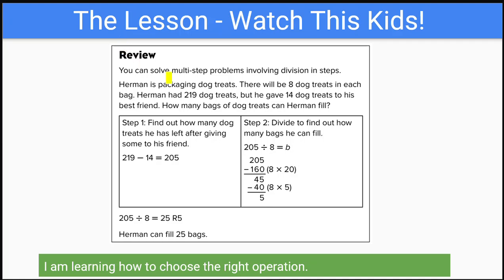It says you can solve multi-step. That means there's going to be more than one step to the problem involving division, okay? And so here's the first problem right here.